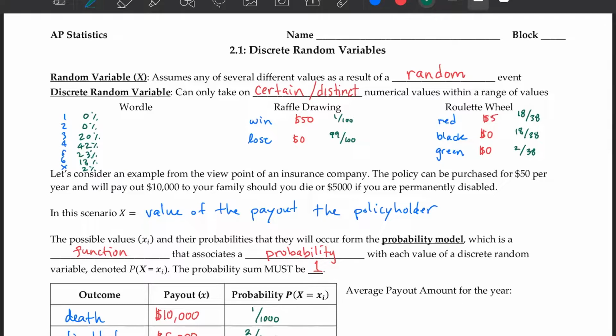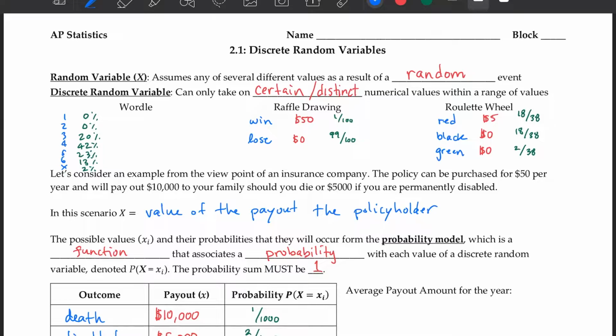So what we want to figure out first is, on average, how much are we paying out to our clients, our customers, our policyholders every year? So I want you to try to think about how you would calculate, on average, how much we're paying out. So let's go ahead and do it.